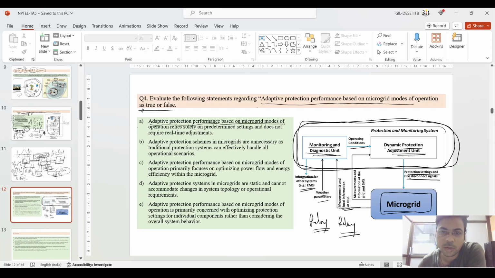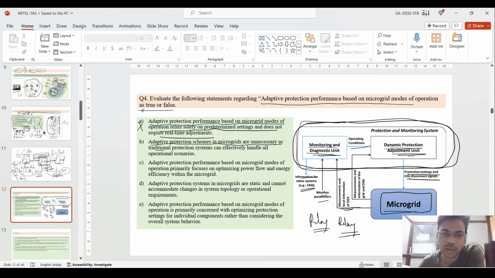So let's read the first statement. It says that adaptive protection performance based on the microgrid modes of operation relies solely on predetermined settings and does not require real-time adjustment. But in the right side figure, I told you that it continuously takes the measurement data and local information of the distributed generation sources for real-time adjustment of the settings. So the first statement is false.